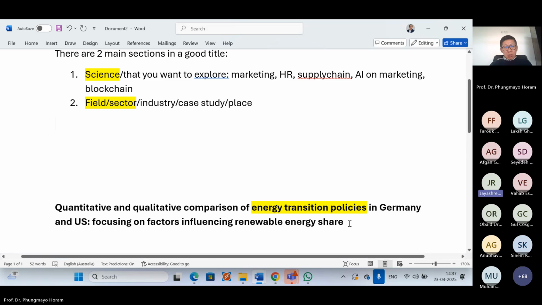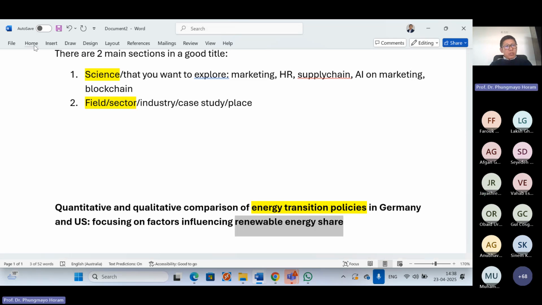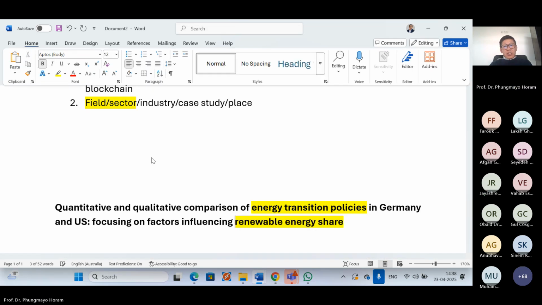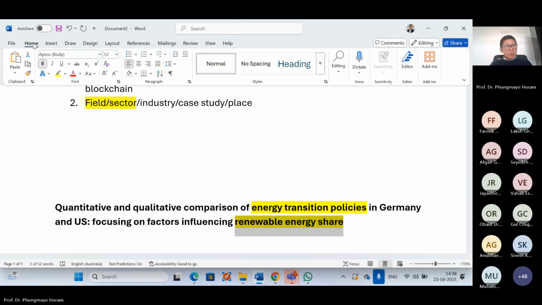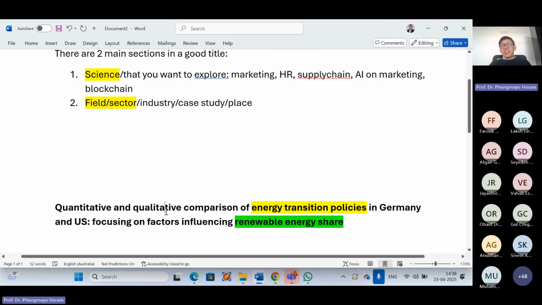Factors that influence renewable energy share. So she's looking at, in terms of energy policy, she's interested in a specific segment within energy transition, right? And you can also club, you're interested in the case of US and Germany.